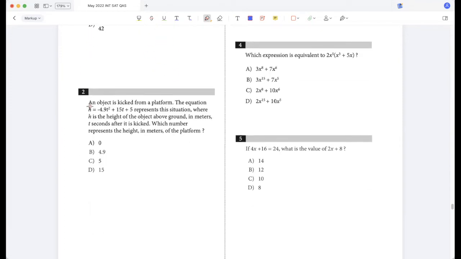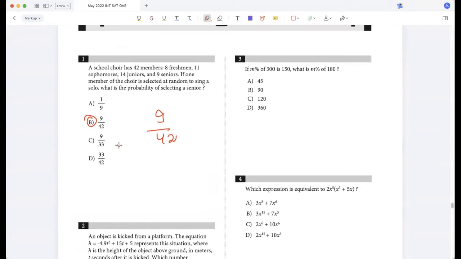An object is kicked from a platform. The equation represents this situation, where h is the height of the object above ground, t seconds after it is kicked. Which number represents the height in meters of the platform? So this is the platform and the object is kicked from here. Obviously the y-intercept would be the height of the platform, because that's the height of the object when time is 0. So it's 5.